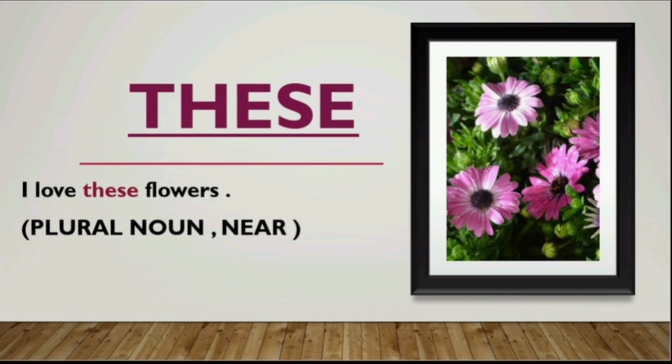Now let us talk about the uses with plural nouns. The first one is these. These is used with plural nouns which are near to you. Plural nouns and near to you. Have a look at this example over here: I love these flowers. The noun is plural and is near to you. So for a noun which is plural and near to you, you will use these, and in this sentence the flowers are plural in number and they are near to you.